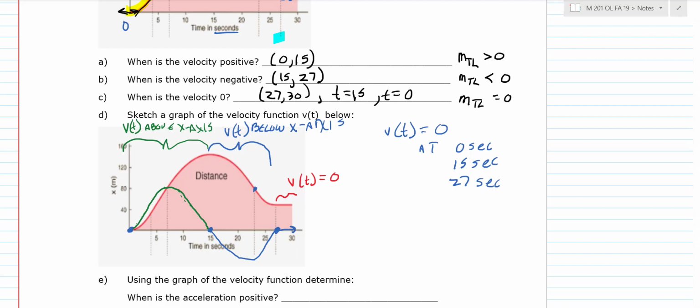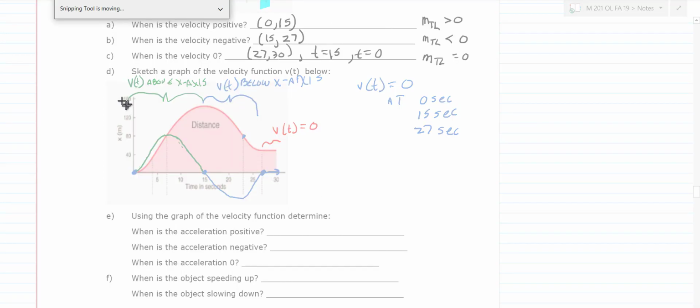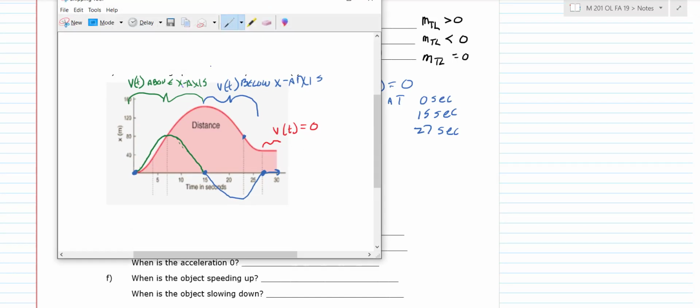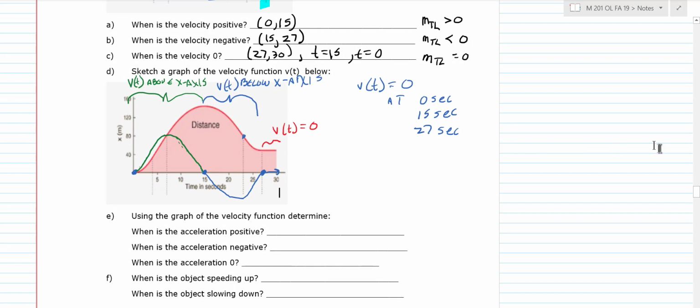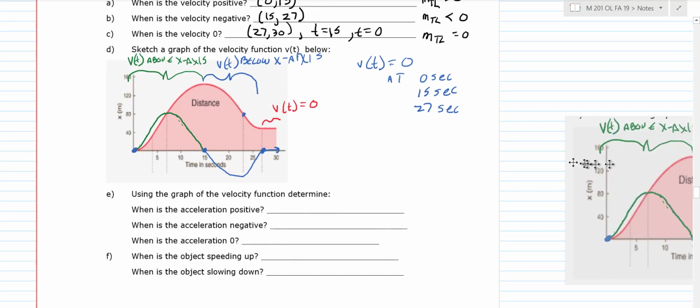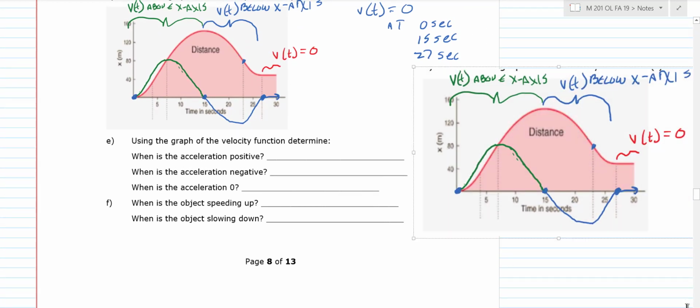So now what we're going to do is use this graph to answer a few questions about acceleration. Okay, now what I'm going to do is take a snapshot of what I just did here and put this over to the side so I can write over this a little bit. Okay, so I'm going to squeeze this right in over here somewhere, and I'll move this over and show you what I'm after with the acceleration.